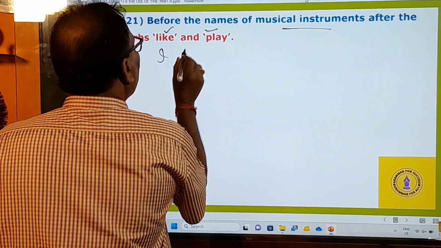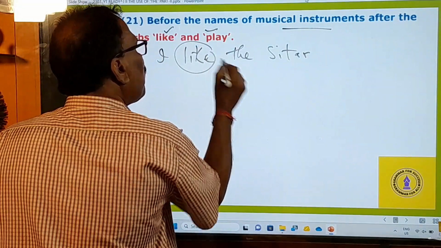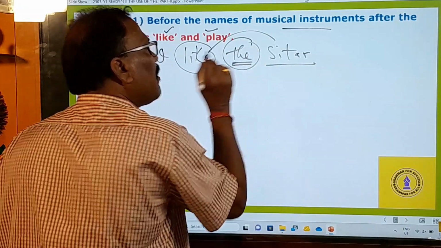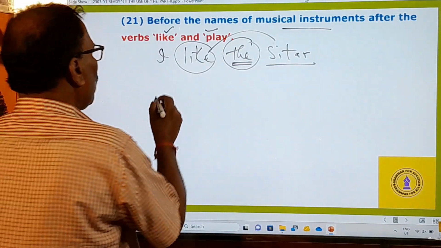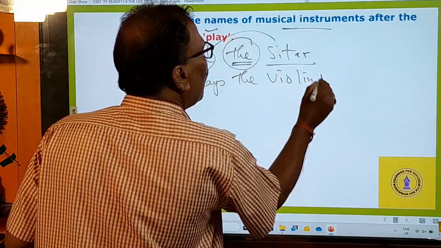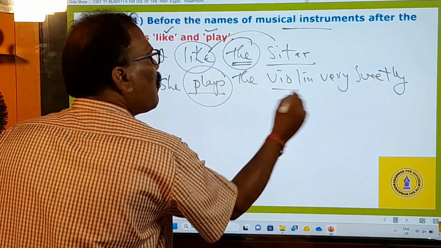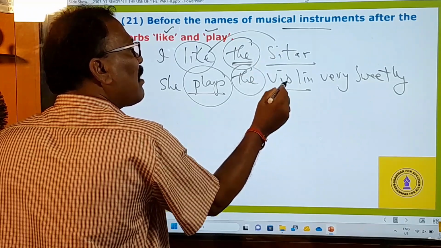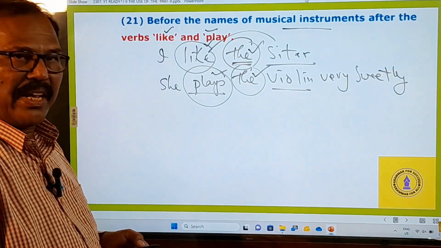For example, I like the sitar. See, "like" is the verb, and after this, the name of the musical instrument is given, and therefore you must use the definite article. You cannot say "I like sitar." You have to say "I like the sitar." Similarly, she plays the violin very sweetly. She plays is the verb and violin is the musical instrument, therefore. So only if the musical instruments occur after the verbs "like" and "play", you have to use the definite article. This is a very important rule.